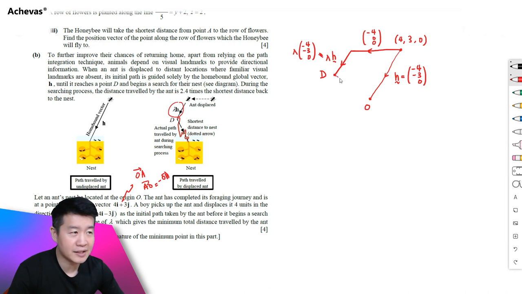From here, the ant is supposed to go back this way if it is the shortest possible distance. So the ant is supposed to be doing this, but it's going to just move like what is drawn. And the actual distance is going to be 2.4 of this shortest possible distance. So let me first find this DO.